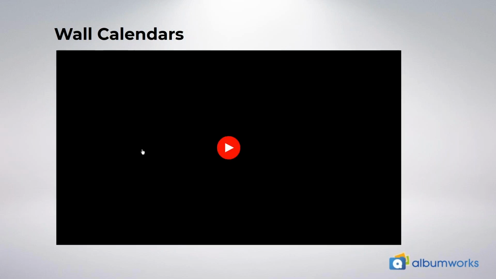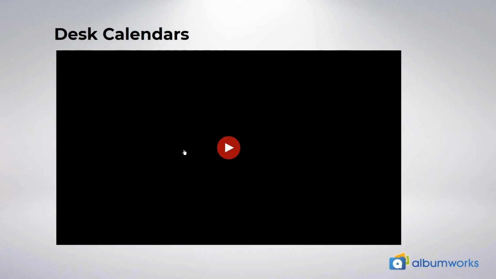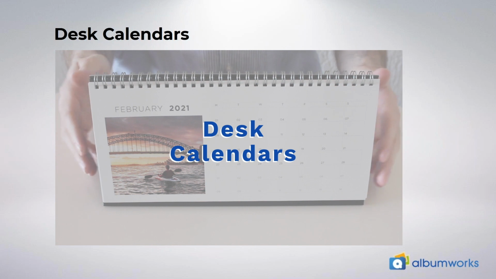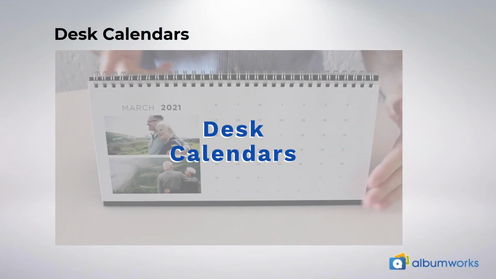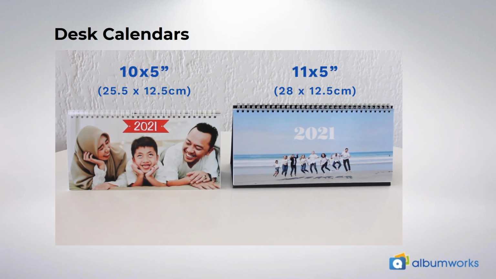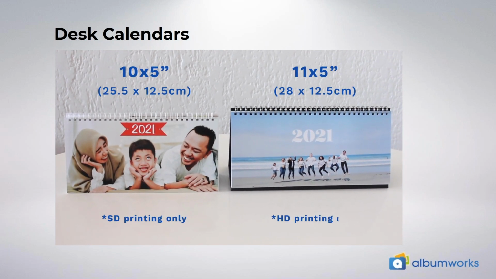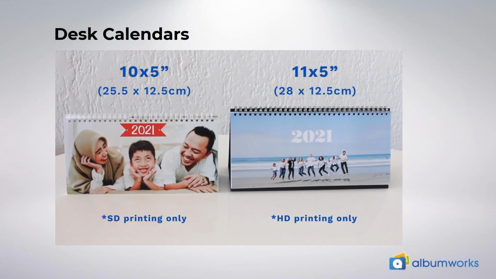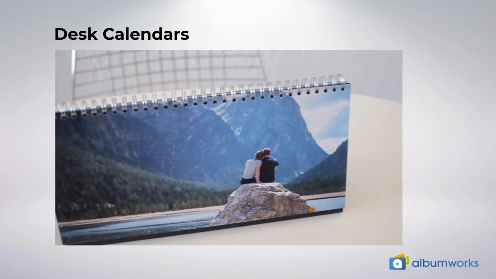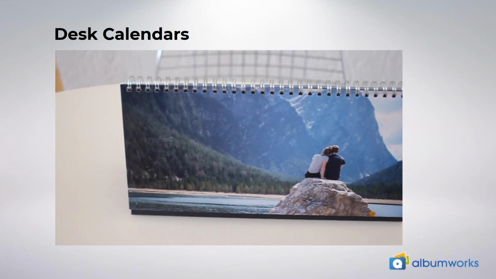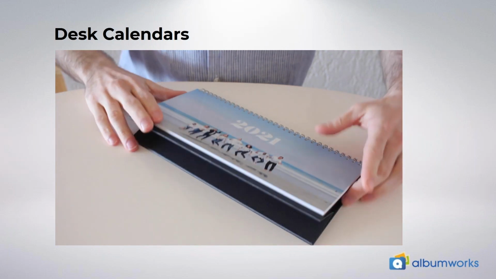Okay, next let's have a look at desk calendars. So desk calendars also come in two sizes, 10 by 5 inch, which is only available in standard definition printing, and 11 by 5 inch, which is only available in high definition printing. Each desk calendar comes with a convenient cardboard stand, so it can sit upright on your desk or table, as you'll see here in the video.